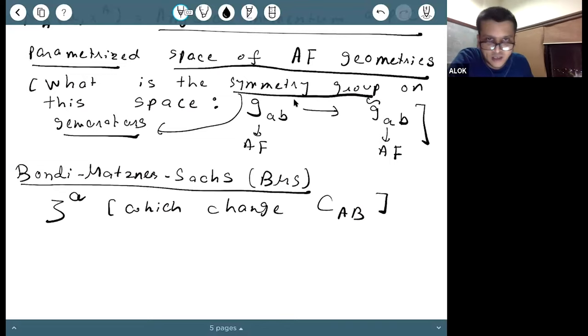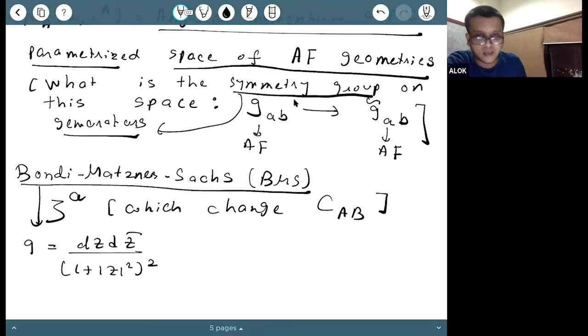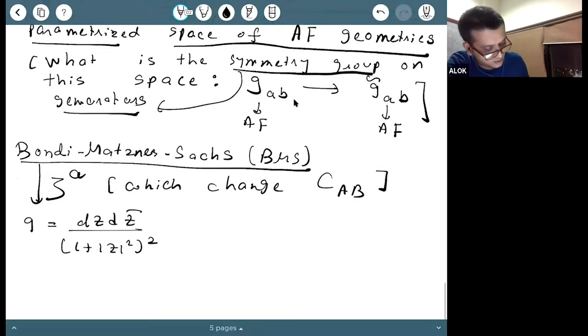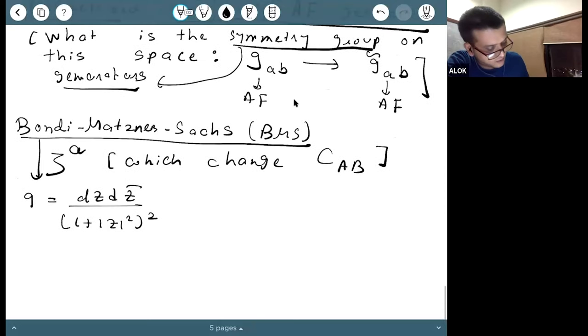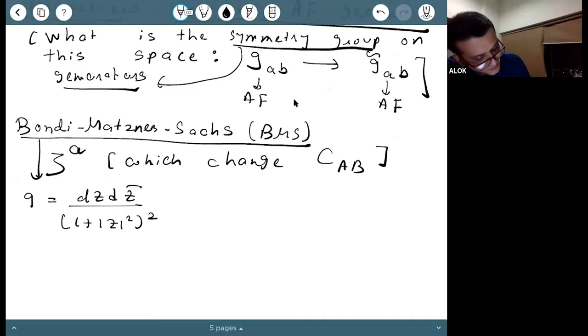And so this is what Bondi, Metzner, Sachs focused on. They fixed the sphere metric. So they fixed Q to be the unit sphere metric, just in the stereographic coordinates. And then they showed that the symmetry group is given by the following vector fields. So there's one class. It's not Matzner, but it is Metzner with an E. Oh, sorry, I apologize. Thank you.